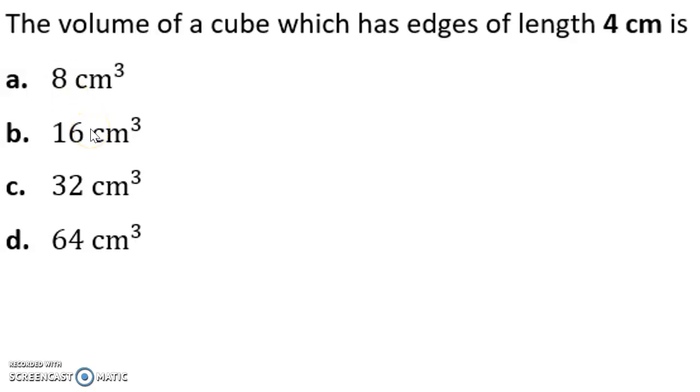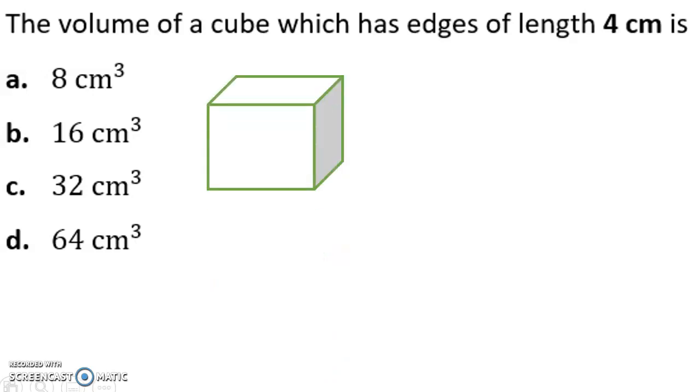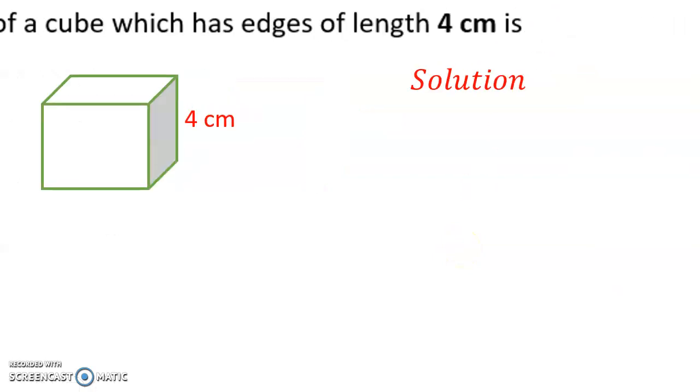Okay, the volume of a cube which has edges of 4 centimeters is... So let's look at what a cube is. That's a cube, not drawn to scale, and each side would be 4, so 4, 4, 4, 4, 4. Every aspect would be 4. If we're going to find the volume, it is going to be length times width times height, so everything is 4.